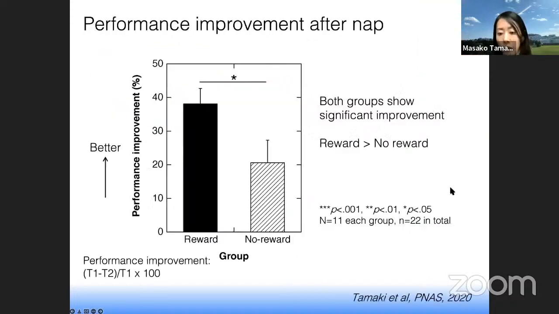Okay, so this shows the behavioral test results. In both groups, performance improved after sleep, but there was an even larger improvement when people were trained with reward.